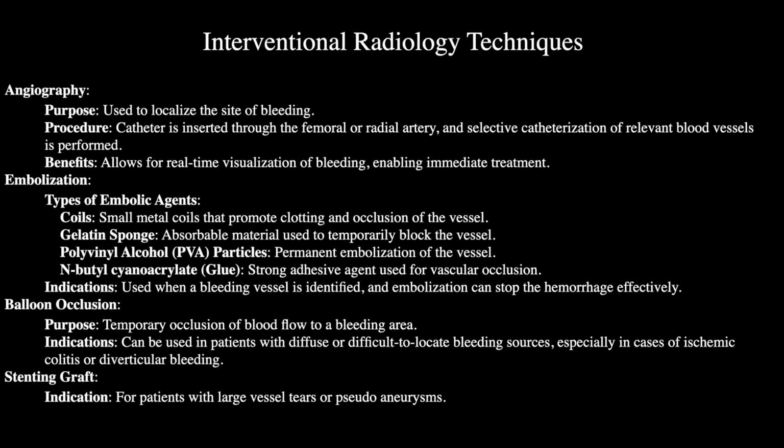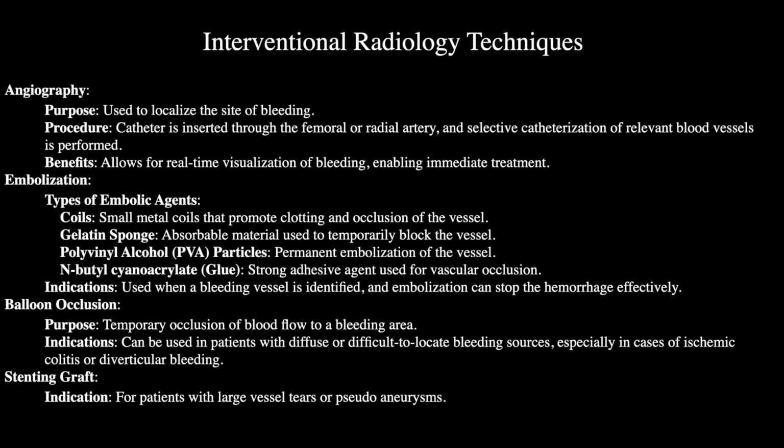So in interventional radiology, first we do an angiography. The access is usually taken from a femoral or a radial artery, and a catheter is introduced, and we'll find the exact site of bleeding. And once we have found the site of bleeding, we'll go ahead with embolization.